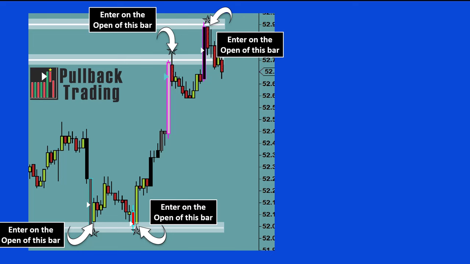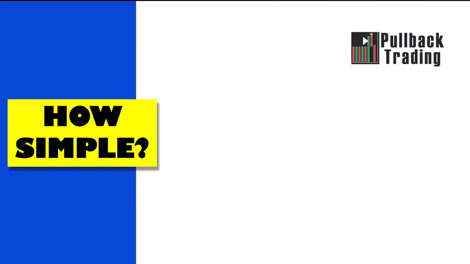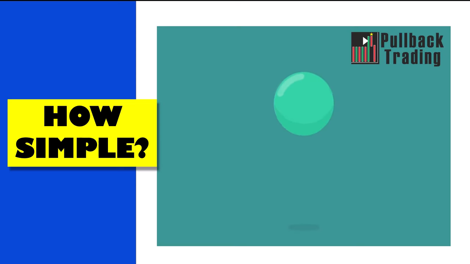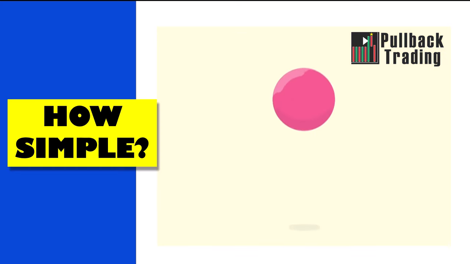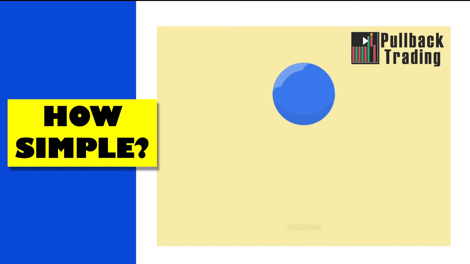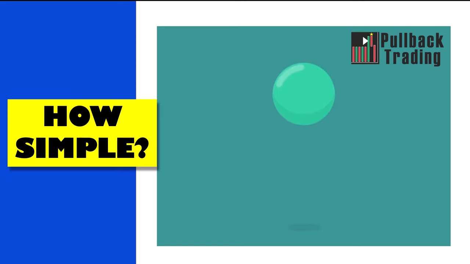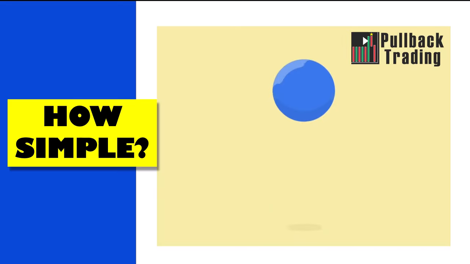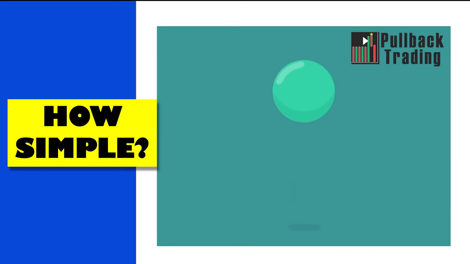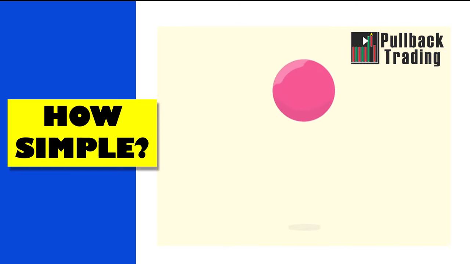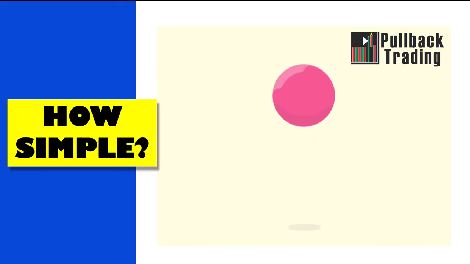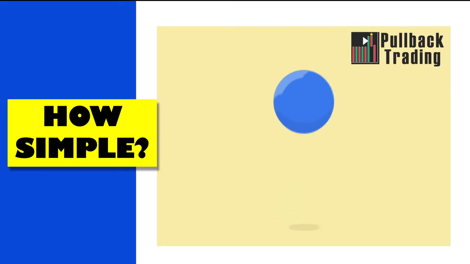So I say it's a simple trade. Well, how simple am I talking about? So it's as simple as a bouncing ball. Now, when I ask you, what happens when you drop a ball onto a floor? What happens? Your answer is probably going to be, it's going to bounce. Right?